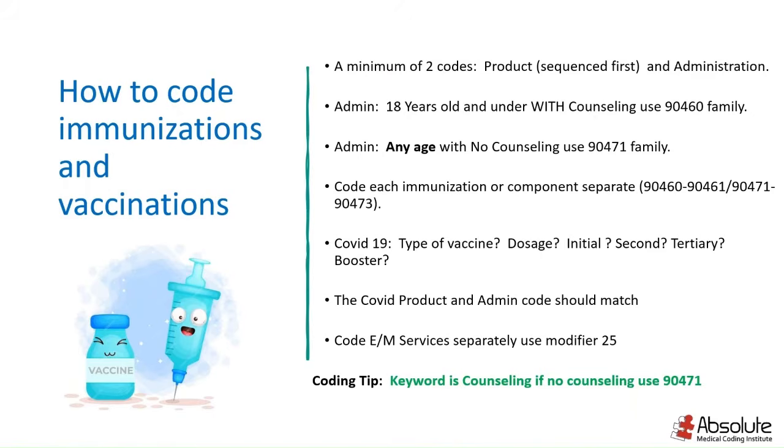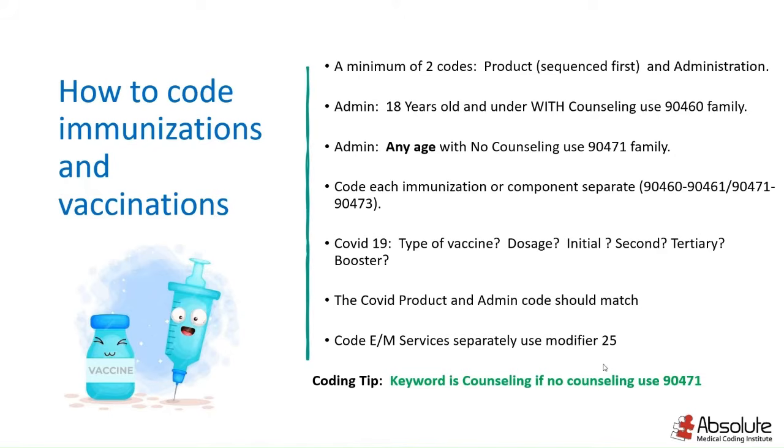Next FTR, COVID-19. While coding for the COVID-19 vaccines, you have to remember a few things, or look up a few things. The type of the vaccine, you have to look for the dosage, whether it's an initial, second, or tertiary, or whether it's a booster dose which has been given.